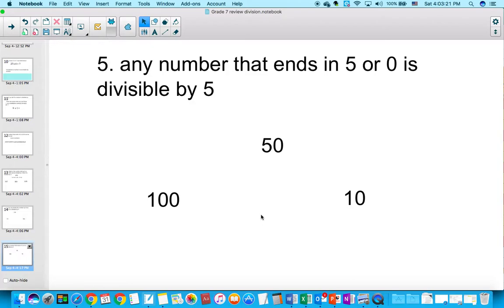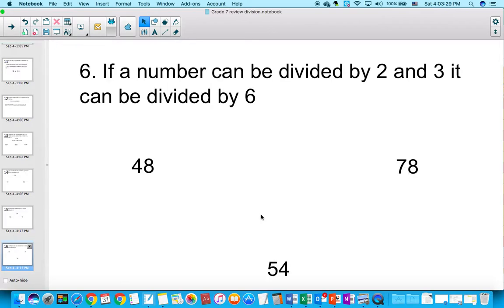5's crazy easy. If it ends in 5 or it ends in 0, then you can divide it by 5. That's it. If a number can be divided by 2 and 3, it can be divided by 6. So what that means is if you look at 48, can I divide 48 by 2? It ends in 8, so yeah, I can. I don't even have to know. I just see it ends in an even number. Can it be divided by 3? Well, 8 plus 4 is 12. Is 12 divisible by 3? Yeah. So 2 and 3 both divide into 48. That means 6 divides into it. Same with any of these numbers if you check them.